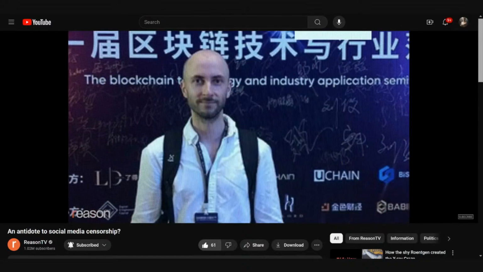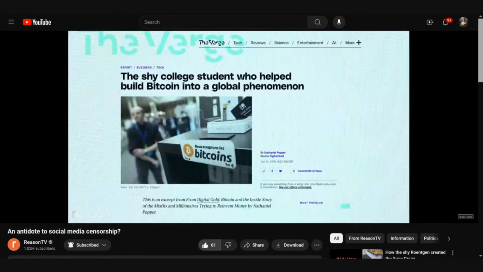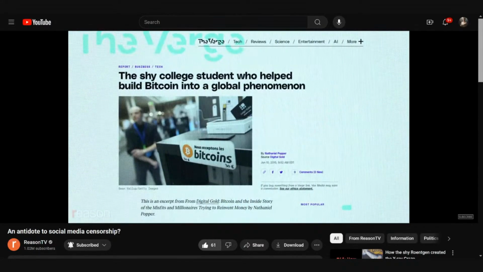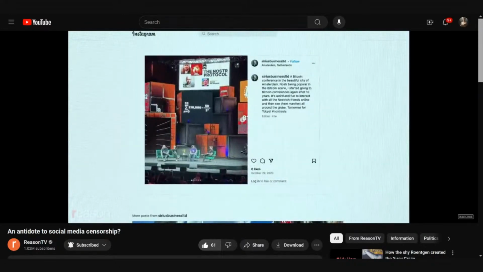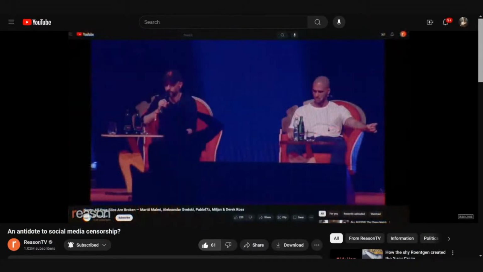Take it from Marty Malmy, who was one of the first developers to work on Bitcoin, collaborating with Satoshi Nakamoto himself. Now, he's a Nostr developer. Bitcoin is freedom of money and Nostr is freedom of everything else.